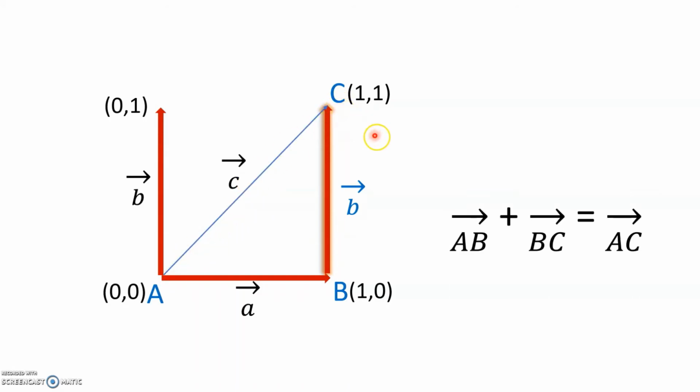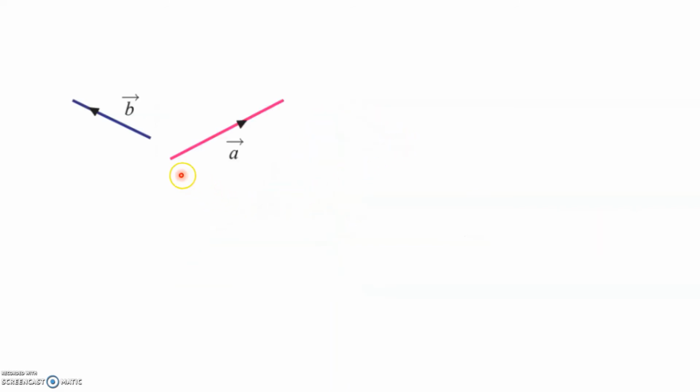Consider two vectors, vector A and vector B. If we're going to add them up, what you should do is first take vector A, place it, then take vector B and place it at the end of vector A. The origin of B would come and sit exactly at the terminal point of A. That's how we do it.